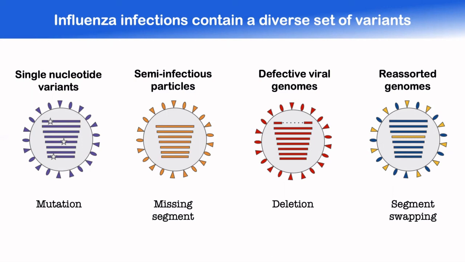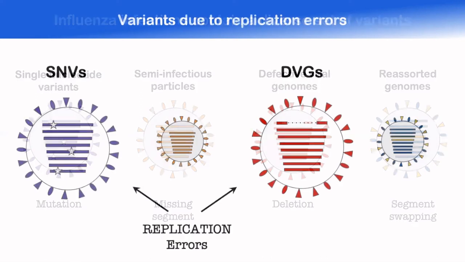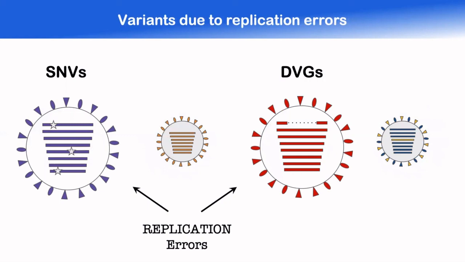Now, there are other types of variants. There's what's called a semi-infectious particle, where a whole segment is missing. So instead of a genome with 8 segments, you can have just 7 segments. And then there are the defective viral genomes. Between the mutation errors and the DVGs, the defective virus genomes, are due to these replication mistakes that are made. My focus today will really be on these DVGs, or defective virus genomes.